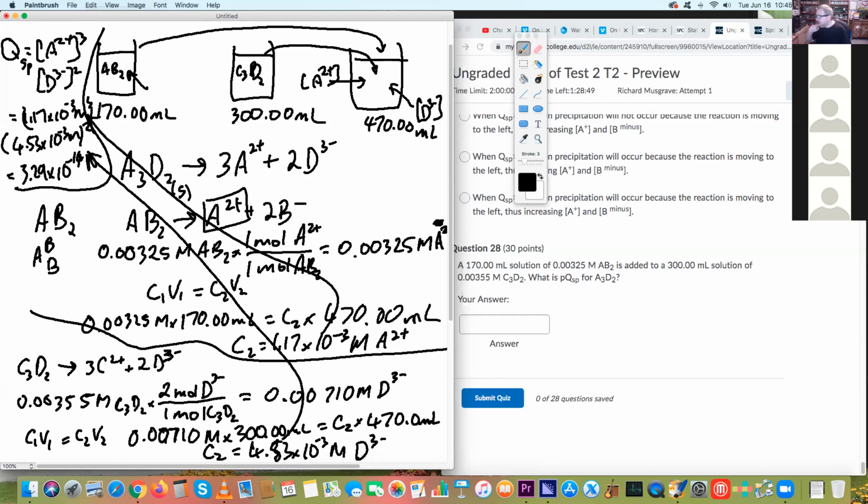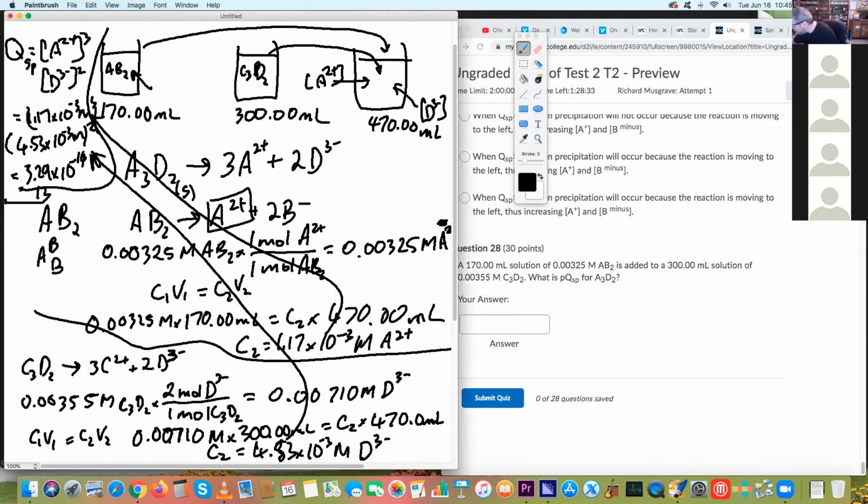as the QSP value. The PQSP would be to take the log of that and to get the negative value. And I get 13.483. So PQSP would be 13.483. And that would be the answer you'd plug in.